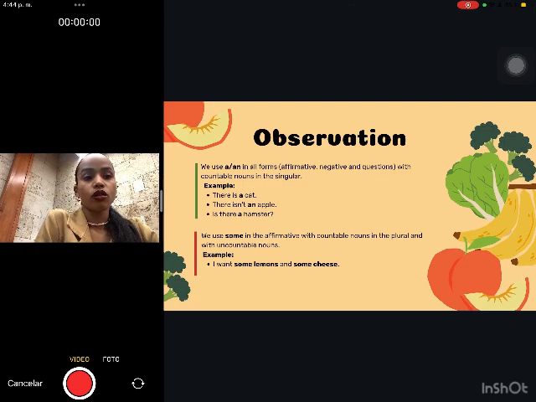We use some in the affirmative with countable nouns in the plural and with uncountable nouns. Example, I want some lemons and some cheese. Some lemons are countable nouns in plural and some cheese is an uncountable noun.